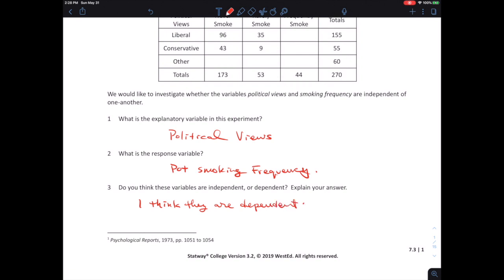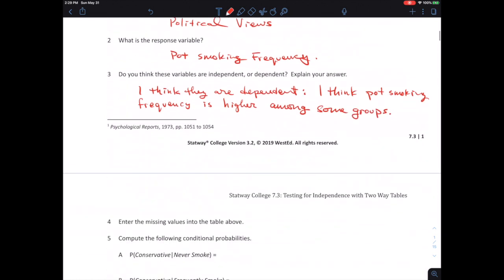Okay, and to explain this, I would just say, I think that pot smoking frequency is higher among some groups, or political groups is what I really mean. I'm not going to expound on this, though. Okay, that's just what I think. Don't know if it's true or not.